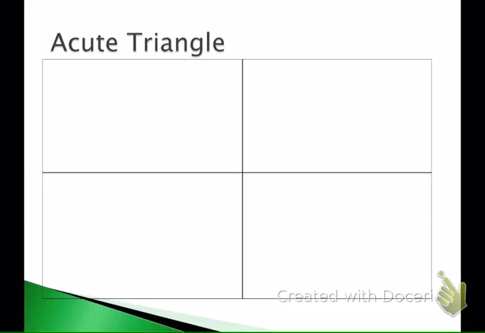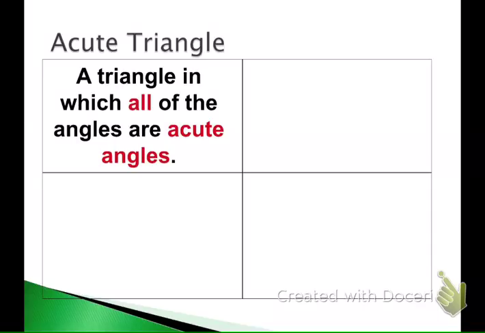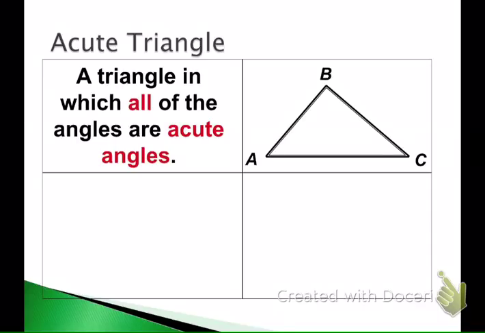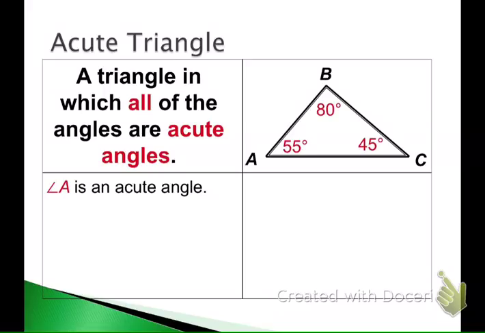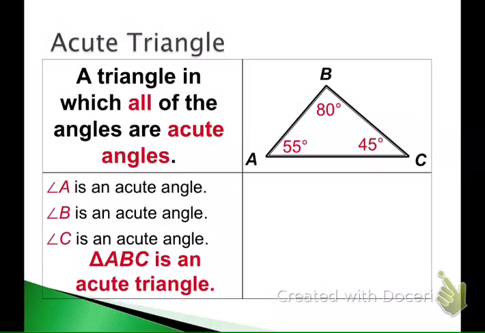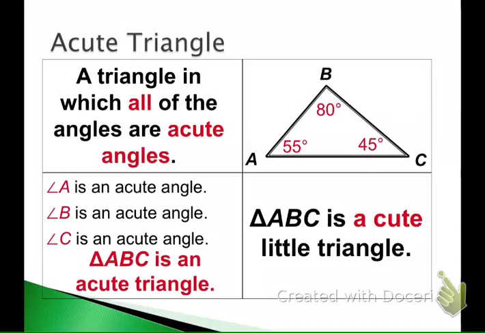How many of you guys remember what an acute angle is? Okay, what is it? Less than 90 degrees, right? So an acute triangle is a triangle where all of the angles are acute, okay? So on your note sheet, you're going to fill in all these details.